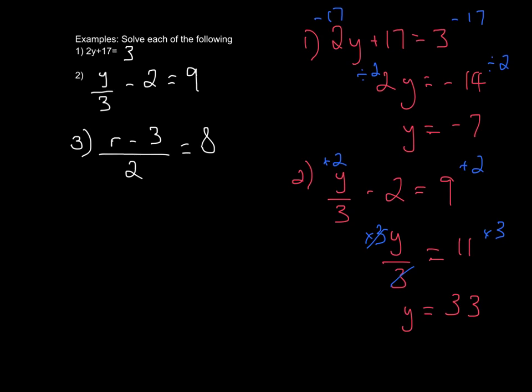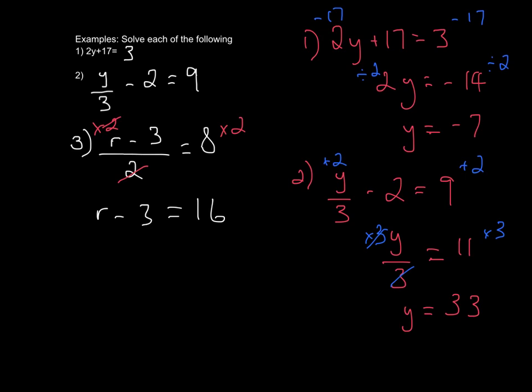The final example we're going to look at, I'm just going to do it directly below it. We've got r minus 3 over 2 equals 8. So the first step I need to do is, because the opposite of divide by 2 is multiply both sides by 2. And if I do that, that will cancel the 2 out down the bottom. And I'm left with r minus 3 equals 8 times 2 is 16.